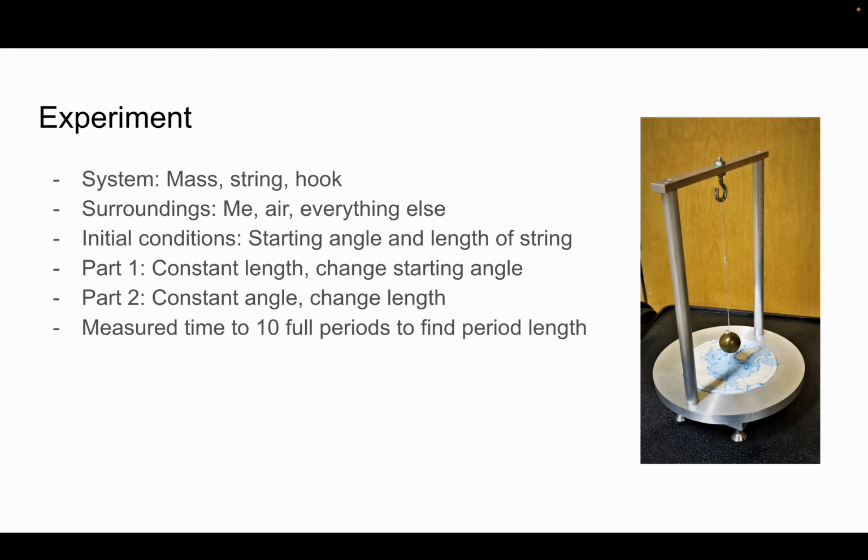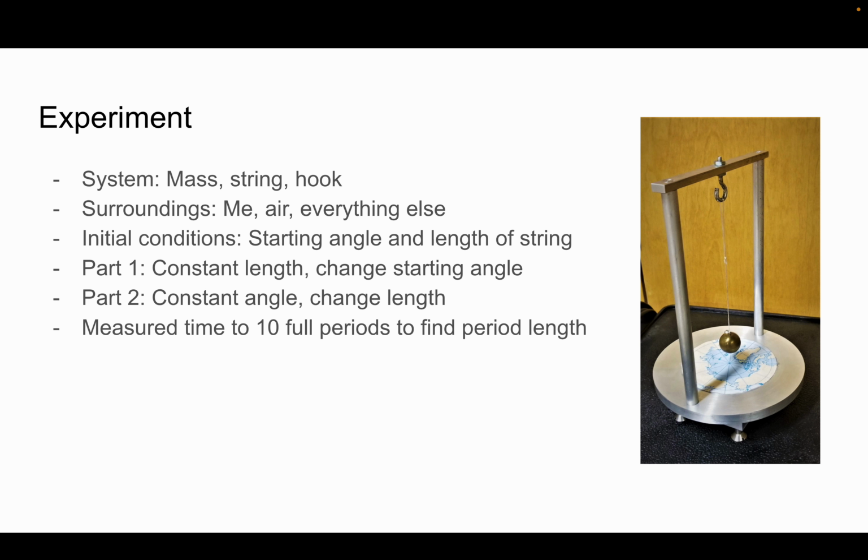For our system, I had a mass attached to a string, suspended from a fixed hook. The surroundings included the air and me timing the swings. My initial conditions were the starting angle, which I calculated from the height the mass was pulled back, and the length of the string. The procedure was straightforward. For part 1, I kept the length constant and changed the string angle, and in part 2, I changed the length of the string, while I tried to keep a small, consistent angle.